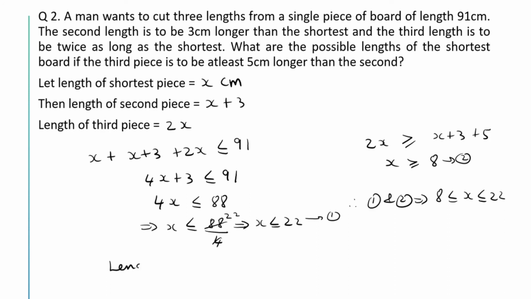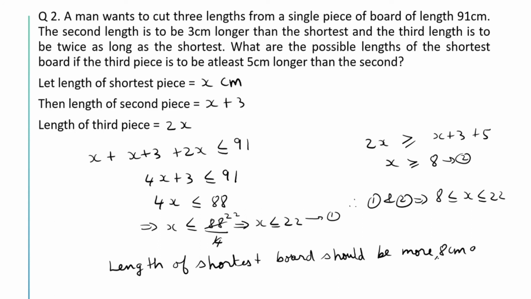The length of the shortest board should be more than 8 centimeters and less than 22 centimeters. So this is the required length for the shortest board.